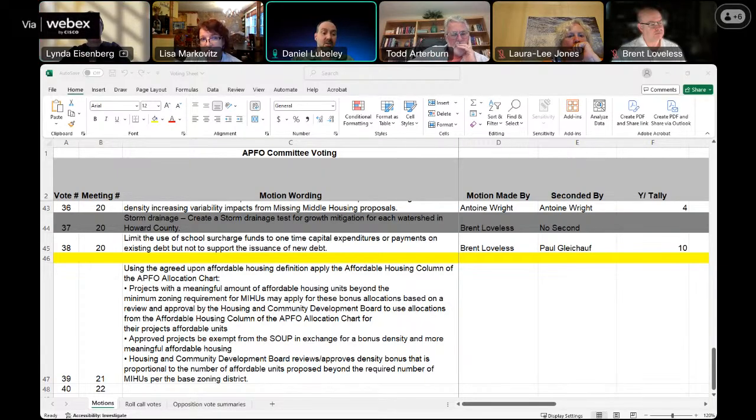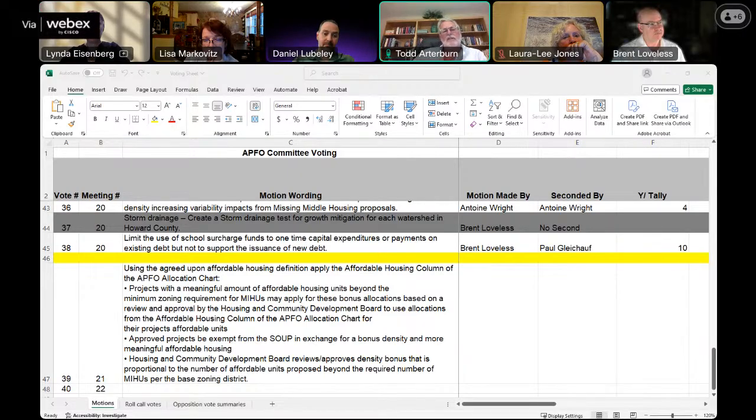To understand, essentially what this is saying is if the Housing Commission approves a project, and the county council passes this recommendation, then those projects would be exempt from the SOUP, and they would get a bonus density to add more housing into that development. Right, but it's still more housing that is exempt from the SOUP. Because the idea is this would be for affordable housing, correct?